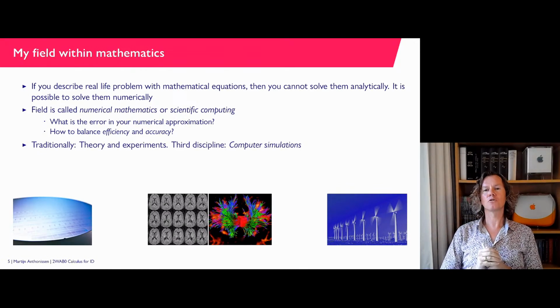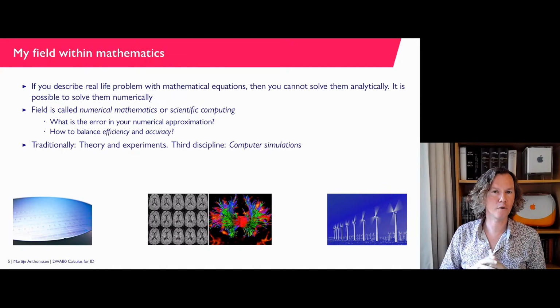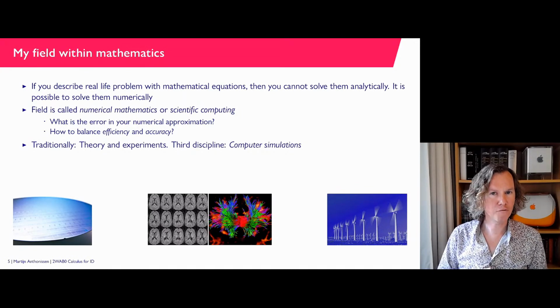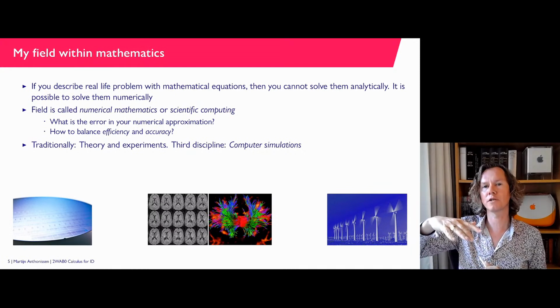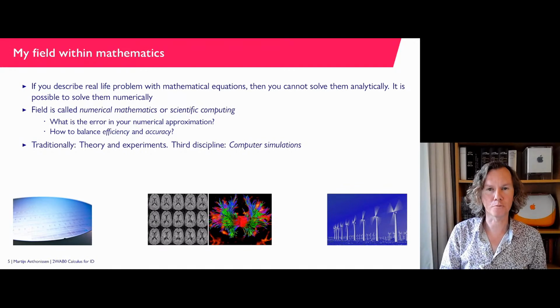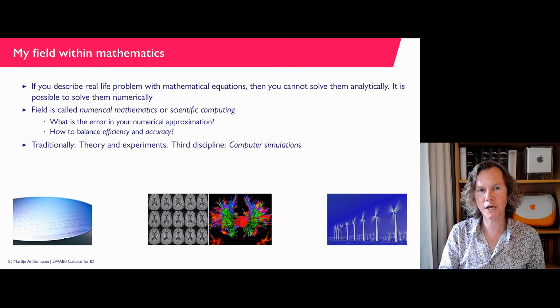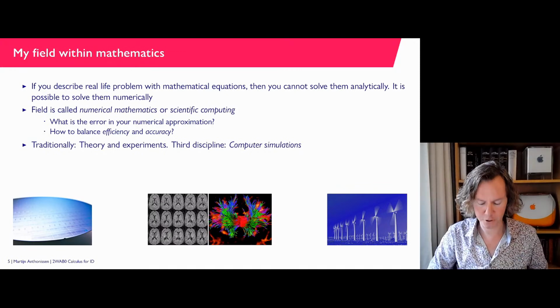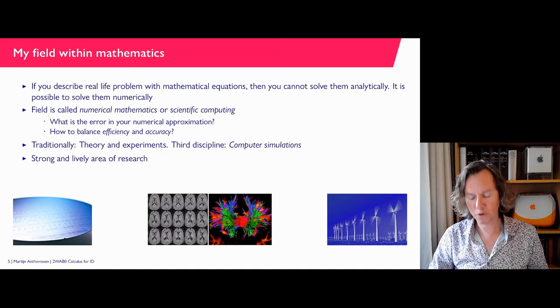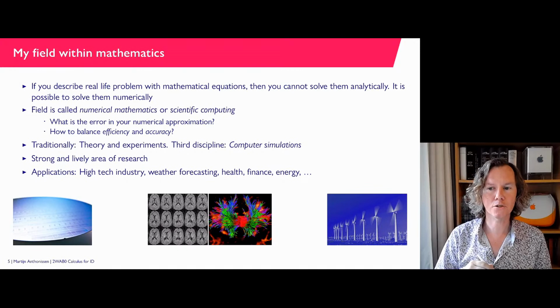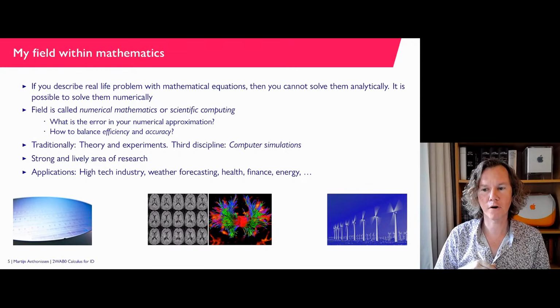If you think about physics, the way physics traditionally works is that you can write down a theoretical model to describe something like gravity. You can also do experiments, and now you can also do computer simulations, and sometimes that helps. If you want to understand, if the seawater level is raised, which part of the Netherlands is going to be flooded, you don't want to do experiments there, but you can do computer simulation. So that's kind of a third discipline. Next to theory and experiments, you can also do numerical experiments, computer simulations. So this is an area that's strong and lively, and it has many applications. For instance, the high-tech industry, think of ASML, weather forecasting, there is a lot going on in health, finance, and so on.